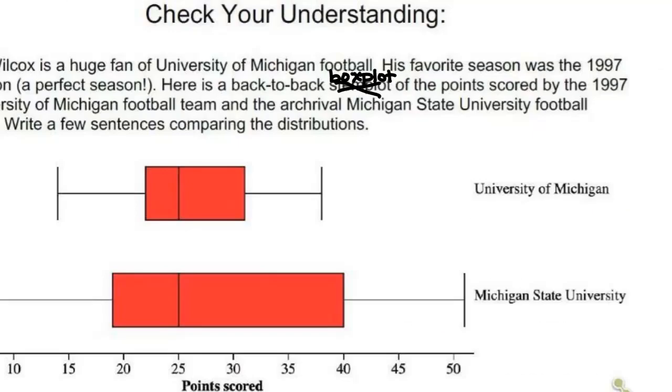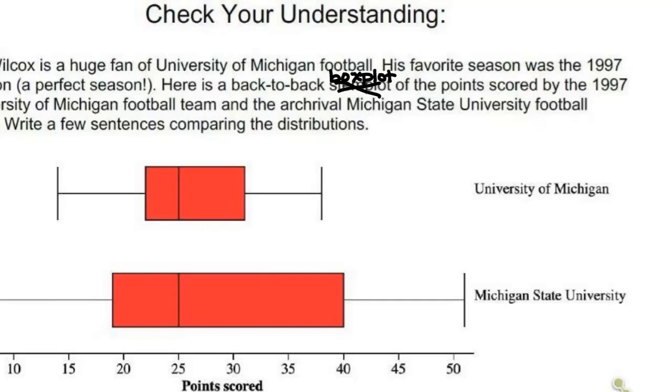It's a back-to-back box plot of the points scored by the 1997 University of Michigan football team and the arch rival Michigan State. It says write a few sentences. That means you're going to have a short paragraph or long, depending on how you do it, but you need to have at least one sentence that talks about shape and or outliers. You can combine those into one sentence.